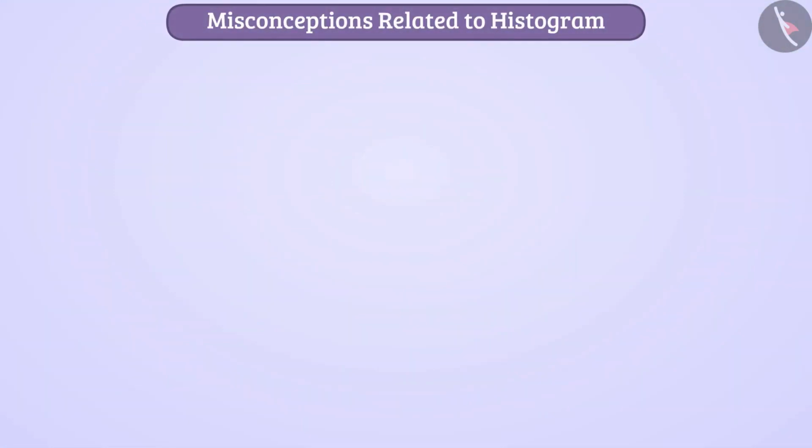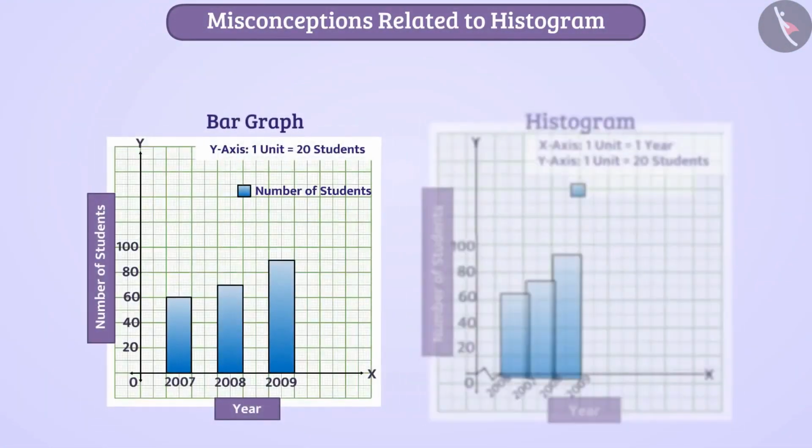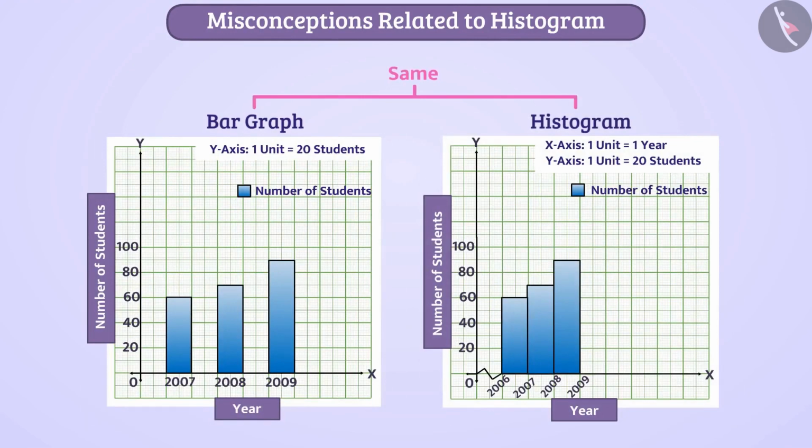Some students think that a bar graph and a histogram are the same. If they are asked to represent some information in a histogram, they make a bar graph. It is a misconception to think that bar graphs and histograms are the same. Let's understand this.